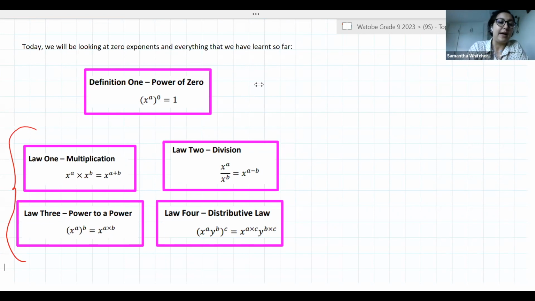So if you want, maybe take a screenshot of this page where you've got all of your laws together and this first definition. But I'm going to explain definition 1, or the power of 0 rule that we use in exponents, now. So if you want to wait to take a screenshot so you've got the explanation, that's also cool.